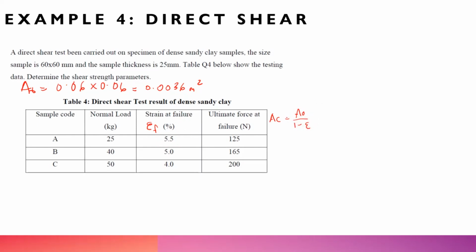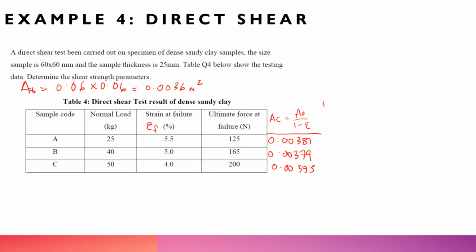So after calculating the values, I found that the cross-section area for the first sample would be 0.00381. For sample 2 it is 0.00379, and the last one is 0.00375.